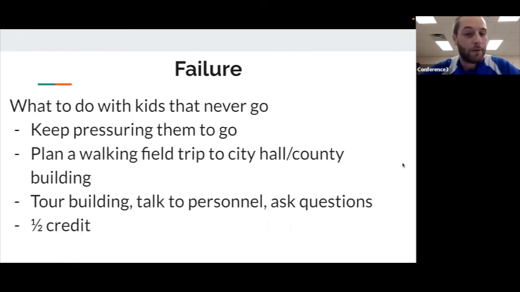Failure. What to do with the kids that never go. Not all home situations are ideal. Not everyone gets to go home to both parents. Who knows where some of these kids are ending up when they leave the school. So some of them really do struggle to get to places like a meeting. I do keep the pressure on because I give them 6 months to do it.